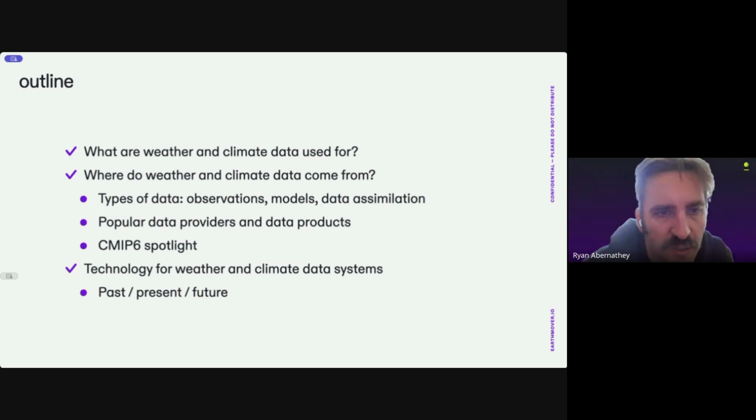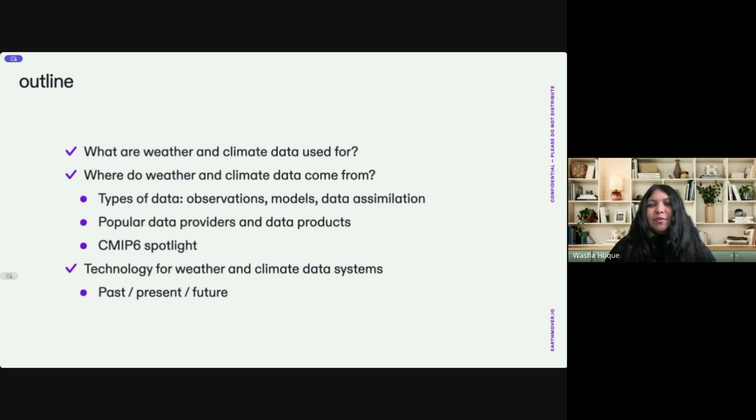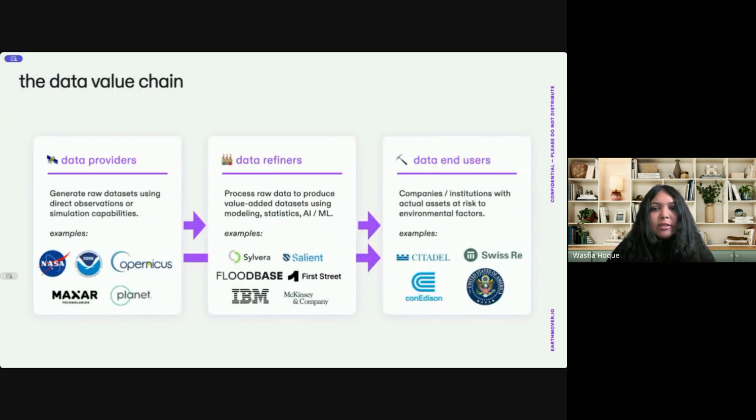Go ahead, Wasfia. Hi, thank you so much for your talk. That was super interesting. My question is more around working in the weather and climate data science space, specifically working as a data refiner, as you defined it. Personally, I have a background in climate science from Columbia, and I actually worked at Lamont for a little bit as well. Working in this space, I've gotten a lot of advice where people have encouraged me to get a PhD in climate science or earth and planetary sciences, like the DEES program at Columbia, for example.